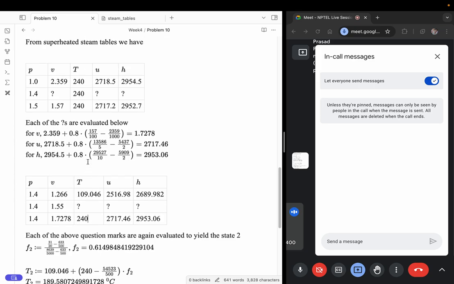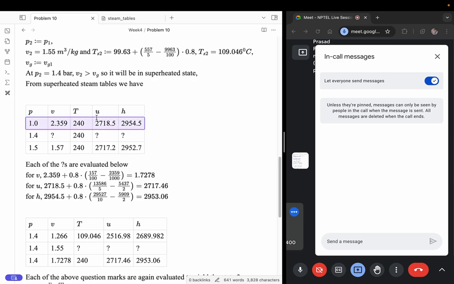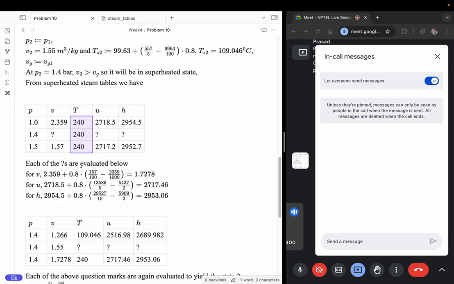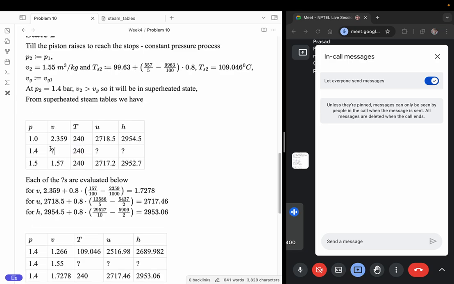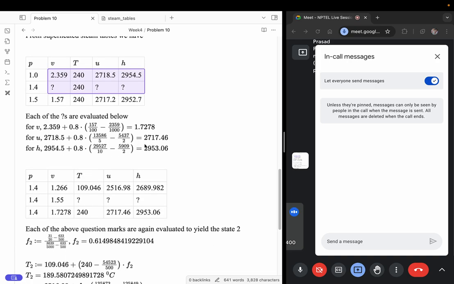So to do that, what I have done is I have considered again two different superheated states, one at 1 bar pressure, the other one at 1.5 bar pressure. Both of them should be at the same temperature, so I have taken a temperature of around 240 Celsius. From there I calculate the equivalent properties for v and u and then use them here. Once I calculate these values, I use them here to populate this particular row.